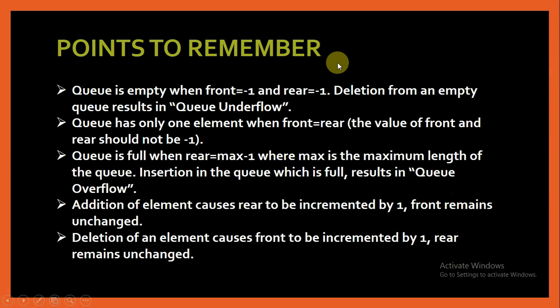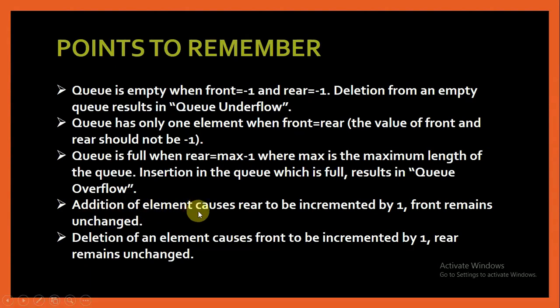Now main points to remember, let us discuss again. Queue is empty when front is -1 and rear is -1, and deletion from an empty queue results in queue underflow or data underflow. Queue has only one element when front is equal to rear, and except the case when front and rear are -1. Except this case, whenever front is equal to rear, queue has only one element. Queue is full when rear is equal to max -1, where max is the maximum length of the queue. And insertion in the queue which is full results in queue overflow.